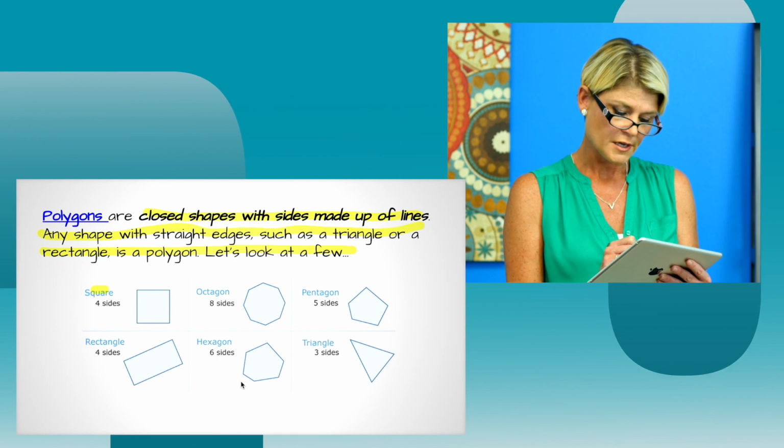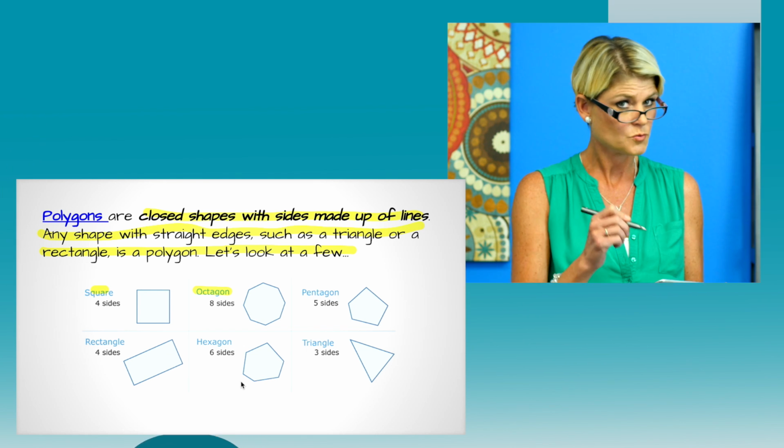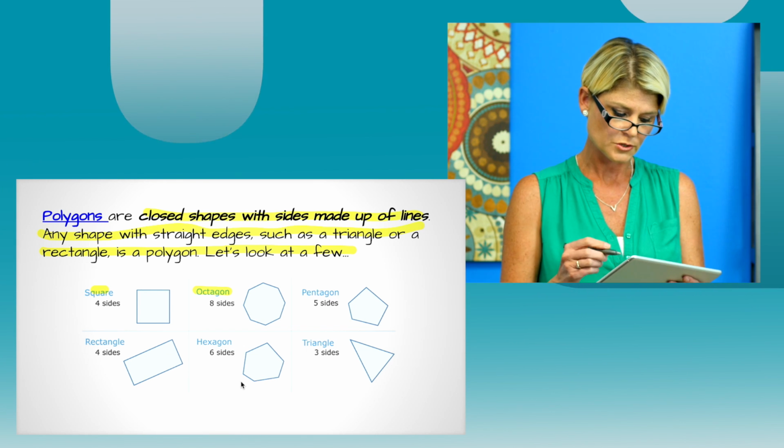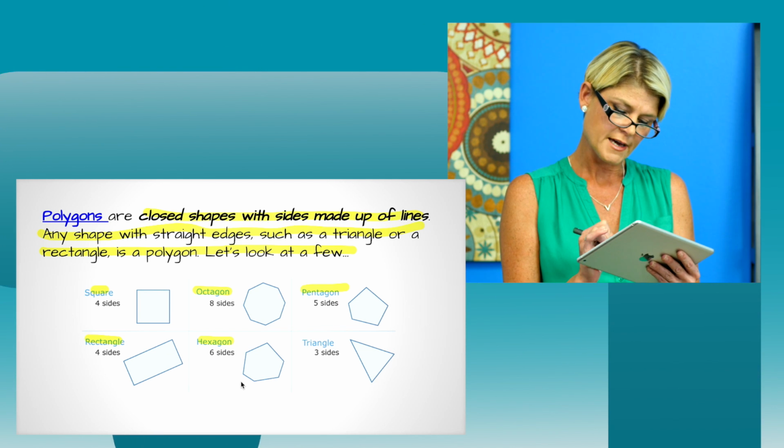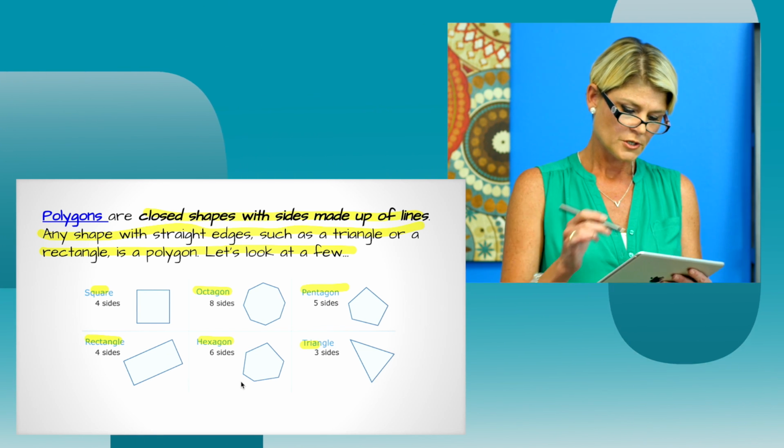There's a square, an octagon, 8 sides, and sides will be important as we dig deeper into polygons. Pentagon with 5 sides, rectangle, hexagon, and of course, good old triangle.